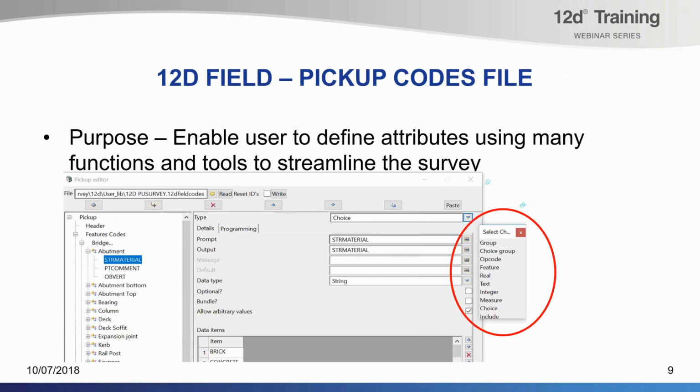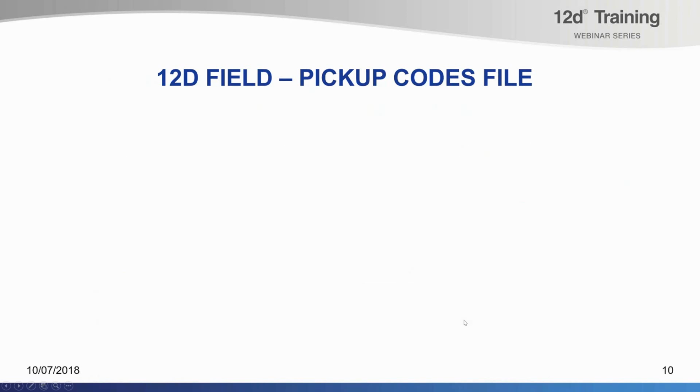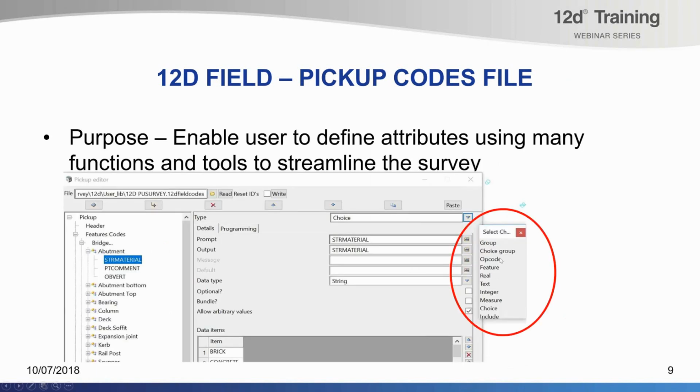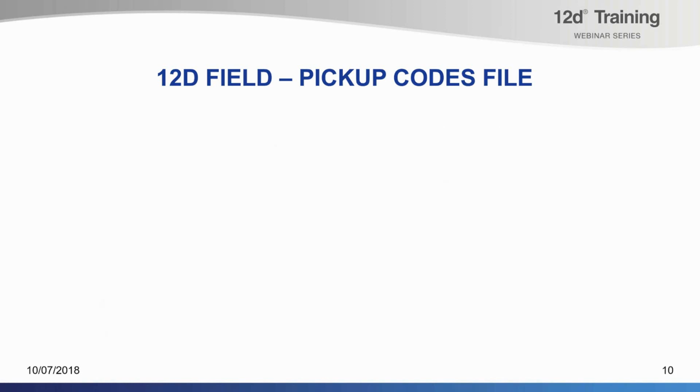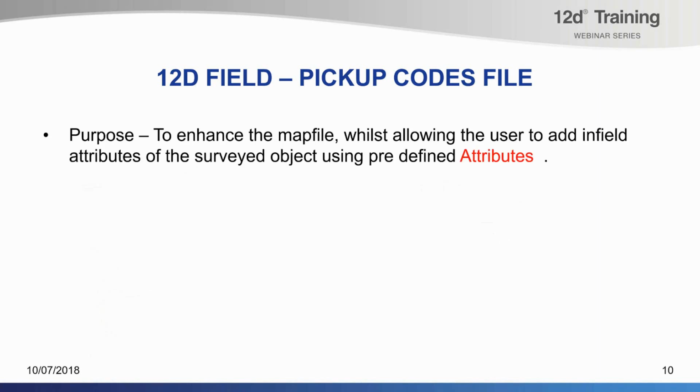As an example here, we're looking at an abutment, and on the right-hand side there, for an attribute, which is the string material, you can actually have many different choices there. We're using a choice box, which is down the bottom there. Sorry, I'll just go back. The choice box, you've also got the opcode, feature, real, text, integer, a straight measurement, or an include, as well as the choice. So it gives you the ability to manage how you actually put 12D field pickup codes together.